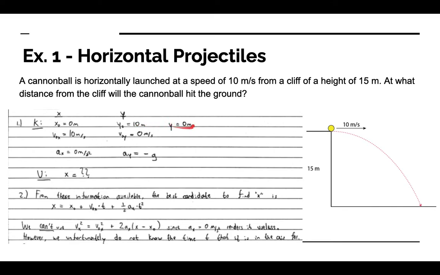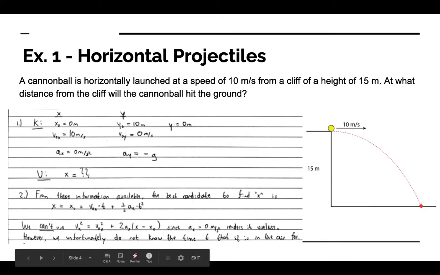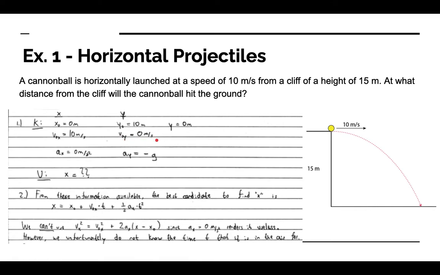Now in the y direction, we know our initial height is 15 meters. We know our final height is 0 meters, as we're going to end up on the ground. And we know that our initial velocity is 0 meters per second, as our object in the vertical direction starts from rest. And lastly, we know that our acceleration in the vertical direction is negative g because we're still in a state of free fall here. Once our ball is kicked off the cliff, there's nothing else affecting our motion besides the influence of gravity, so our vertical acceleration is negative g.